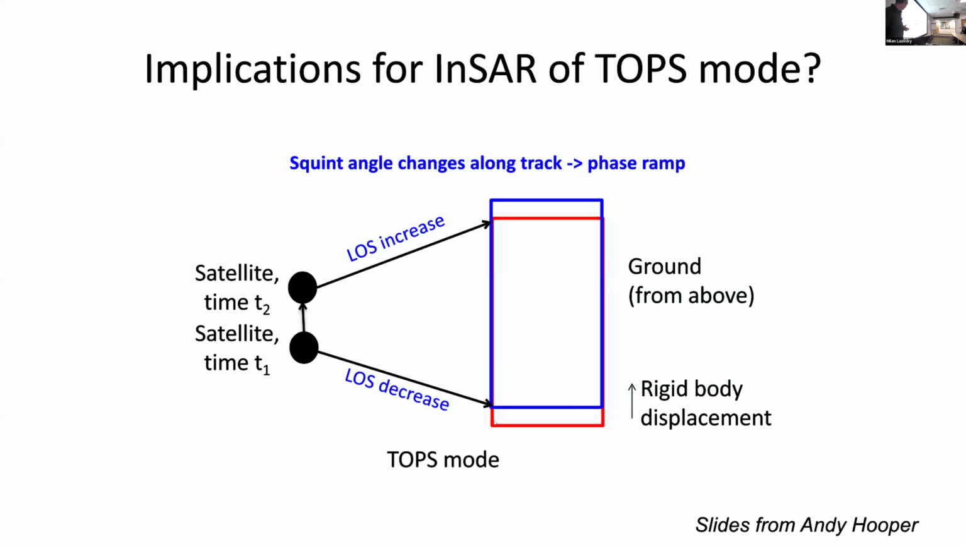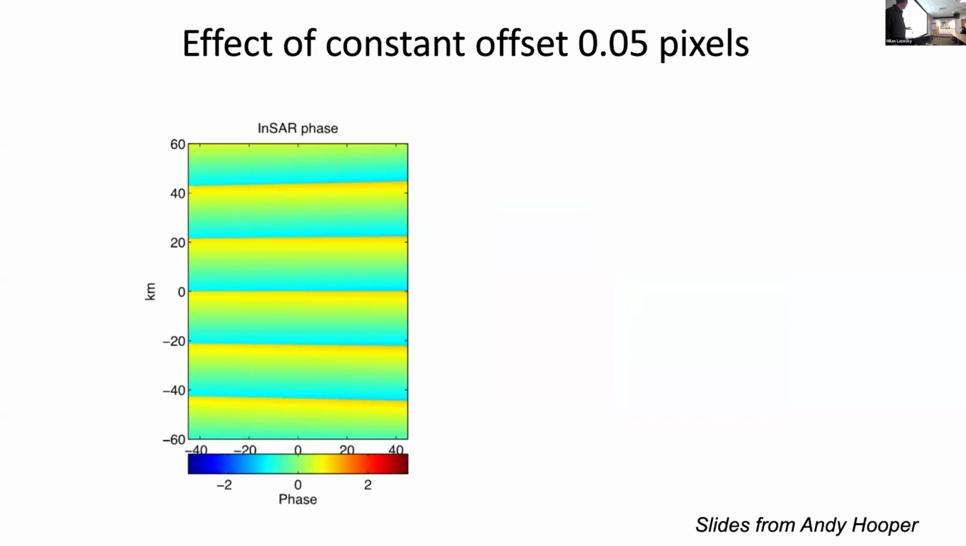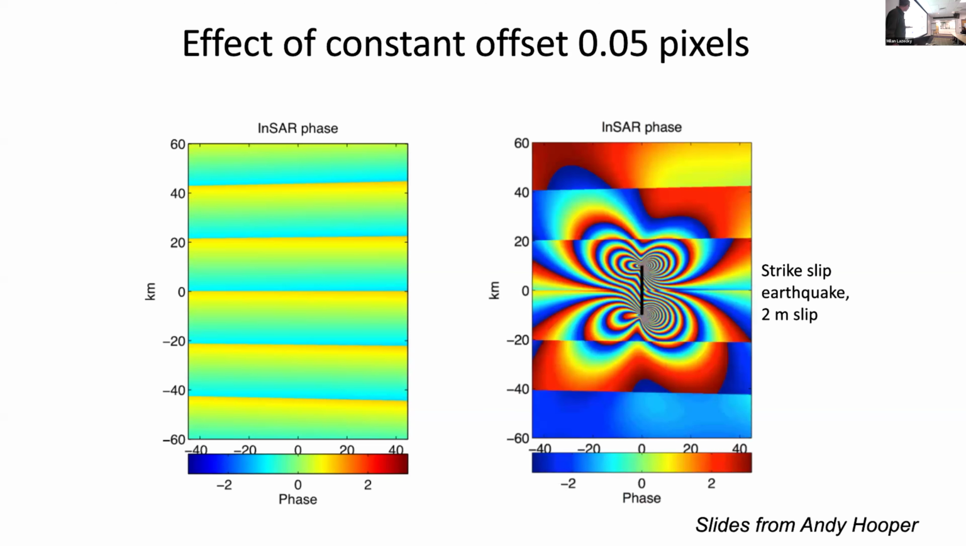Then if you've got a rigid body displacement or a misregistration, if you go from here to here, you're getting closer to the satellite. If you go from red to blue here, you're getting further away from the satellite. So you're getting a decrease in the line of sight distance here and an increase there. And that's giving you a phase ramp. And because you're acquiring it in these bursts, you get these ramps that look like this kind of zigzag pattern. And if you put an earthquake on that, it looks a bit ugly.